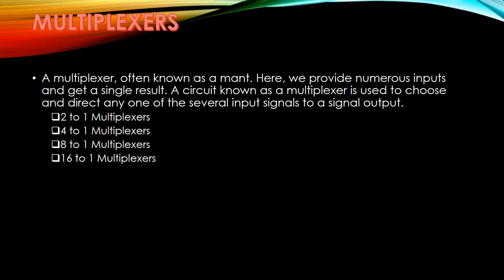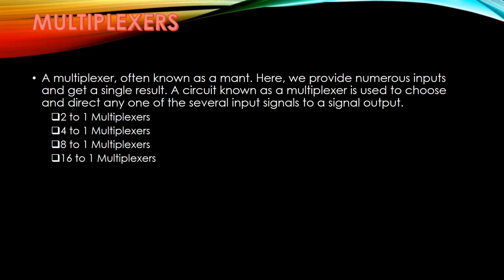The relationship between the number of select lines and the number of inputs is the following: 2 to the power of the number of select lines is equal to the number of inputs. For example, with 2 to the power of 3 select lines, there are 8 inputs. So this equation is very important in order to find the number of select lines and the number of inputs.